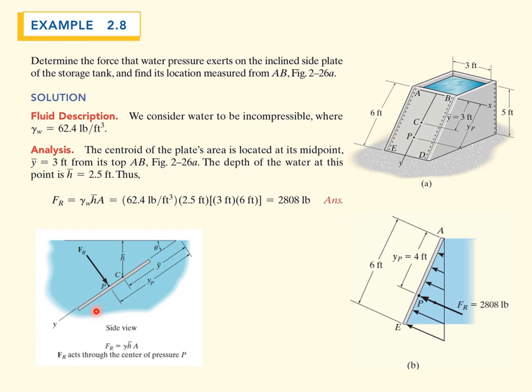I put this slide from before here. It's the depth from the water surface down to the centroid. The centroid is here, so the depth is exactly halfway down. If this is 5 feet, the depth to the centroid is going to be 2.5 feet. So here we can plug in H bar is 2.5 feet. The area of the plate is simply 3 feet by 6 feet. So you calculate this out and you get 2808 pounds.